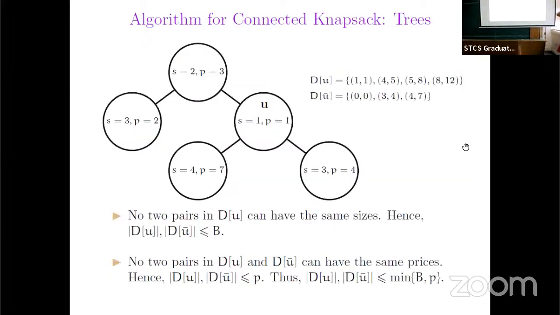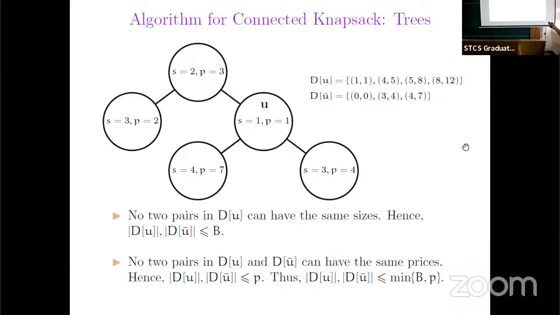So let me put this example. Here is one tree. Suppose this is U. What is DU? This is all connected subsets of this subtree which should pick U. Now, for example, (1, 1) is there. Then this is another one, I think (4, 5). This is another one, (5, 8), and this entire one (3, 8) is another one. That is DU, and DU bar is again all solutions, but it should not pick U.